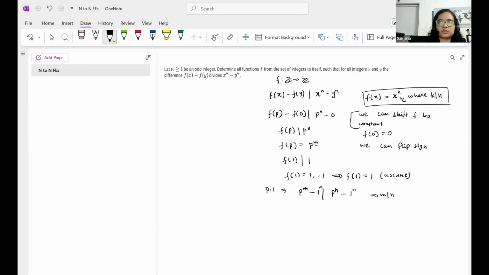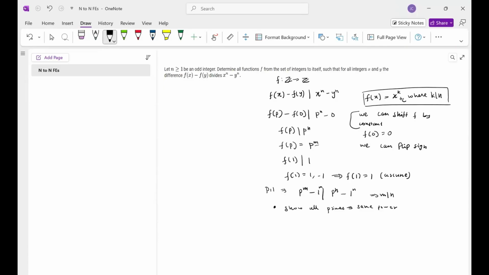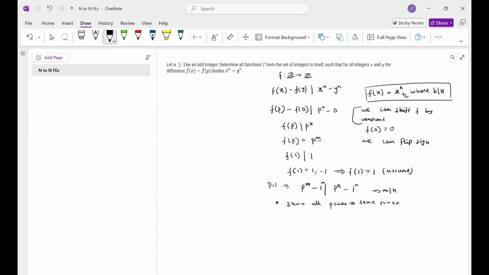Okay, so now since you have a nice form for a prime, the next thing you can try to do is, there's mostly two options. One is to try to show all primes go to the same power. Showing that all primes go to the same power will essentially prove a statement here. And that's not it, right? You still have to prove it for non-primes.